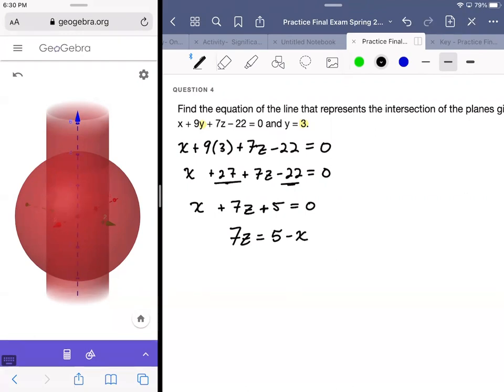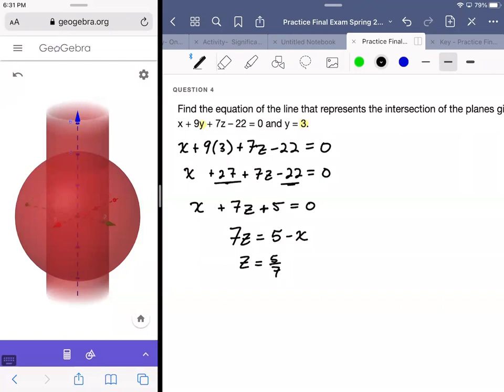It wouldn't have been a plane with an x squared. I don't know. So z is equal to 5. Is it 5 or -5? Say it again. Is it 5 or -5? It should be positive 5.